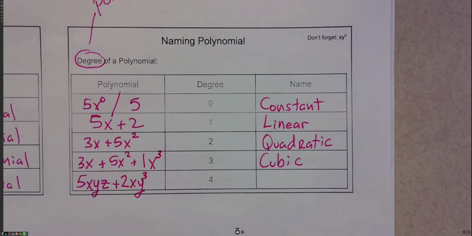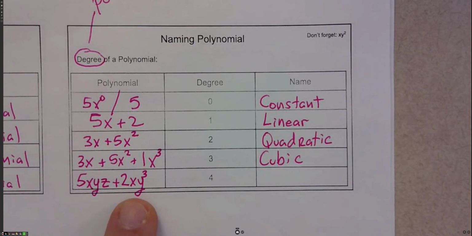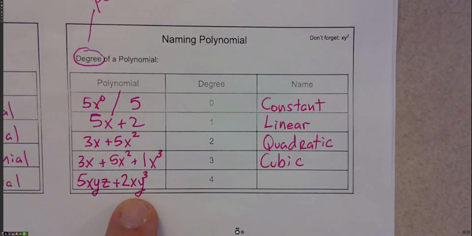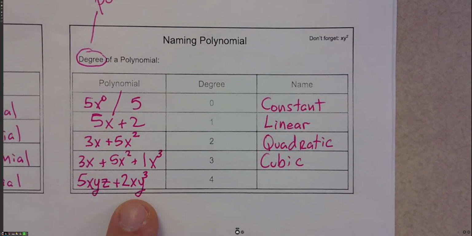What is that term's degree? 6. Oh, I got a question. Can there be an exponent above each one, like if the x, y, z are all together? Yes, you have to add them up. So this one here, what is the degree of just that term? 4.